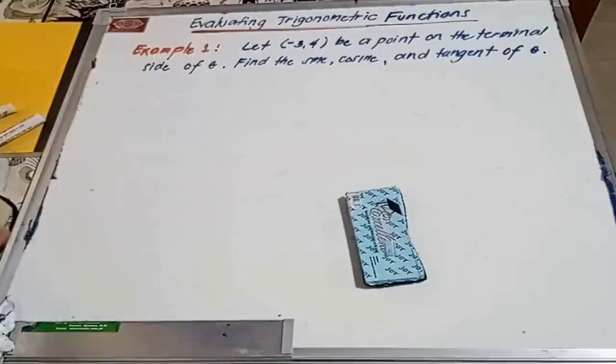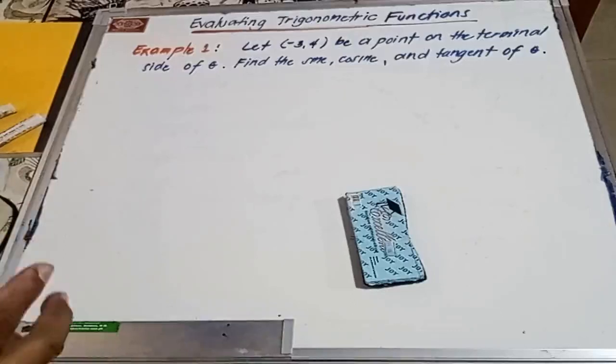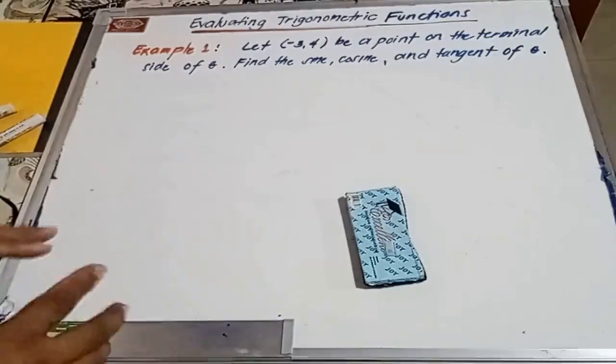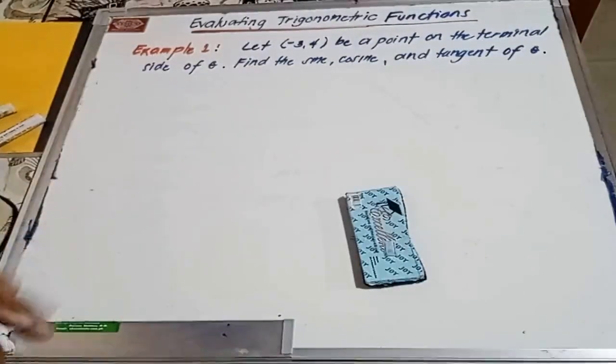Okay, good day. In this video, I'm going to teach you how to evaluate trigonometric functions. And I'm going to give you three examples. One example is, given the point on the terminal side of angle theta, we're going to determine the six trigonometric functions. The second example is we're going to determine the six trigonometric functions of an angle theta given a constraint. And the third example is we're going to determine values of the trigonometric functions of a quadrant angle.